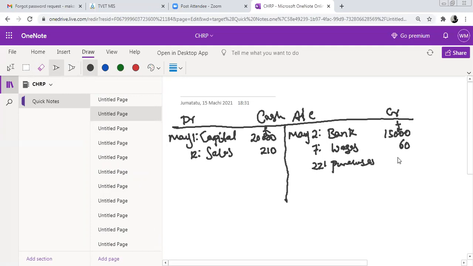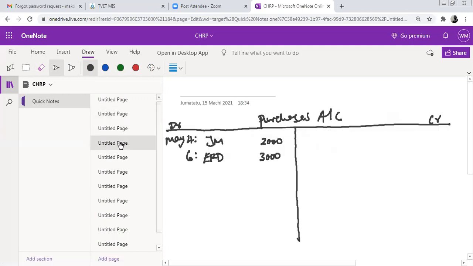Amount? 3,900. So cash is reducing by 3,900 to acquire the purchases. Then now we go to our purchases account and we debit it. And we write here cash 3,900 like that. The next transaction.